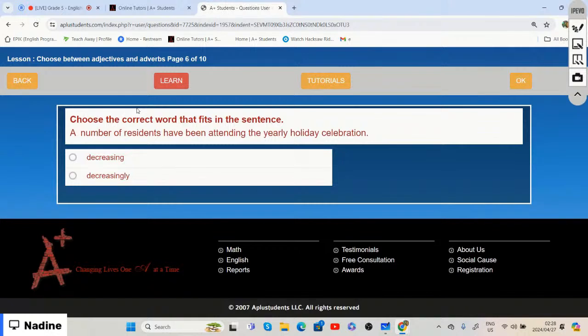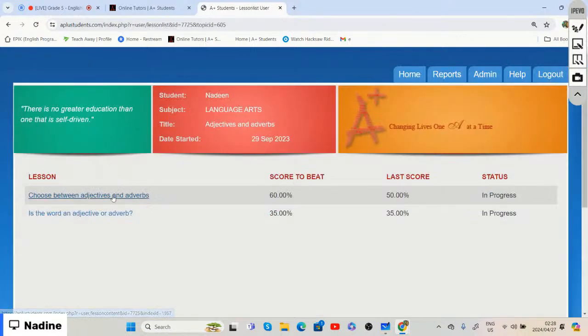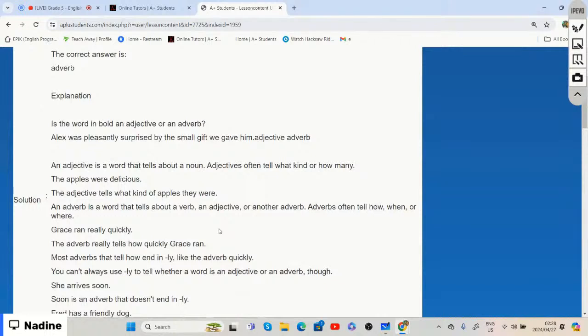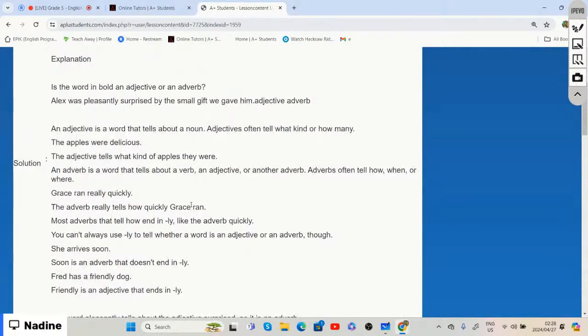Beautiful. Remember, remarkable is an adjective, and usually when we say remarkably, then it's an adverb, basically telling us more about the verb. So now we're going to say, is the word an adjective or an adverb? Once again, an adjective is a word that tells us more about the noun. Adjectives often tell us what kind, or they will tell us how many.